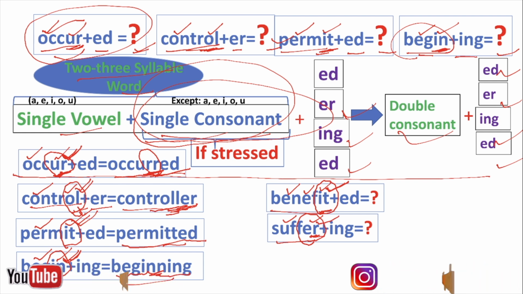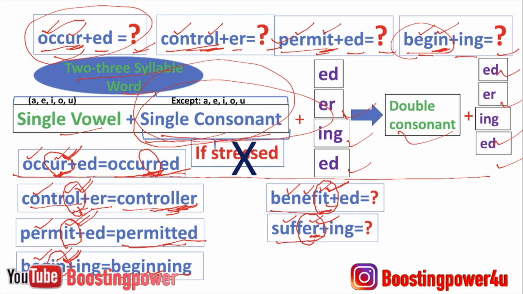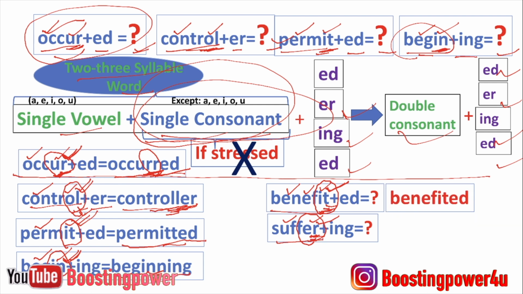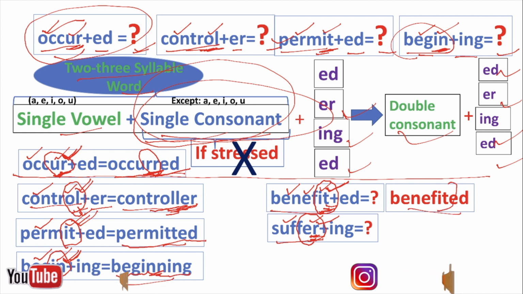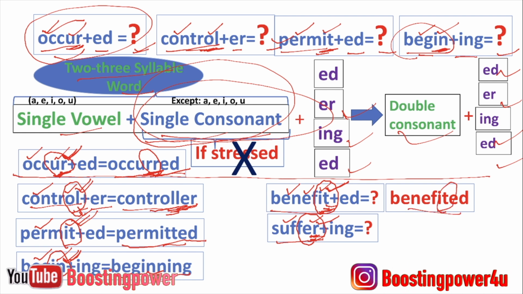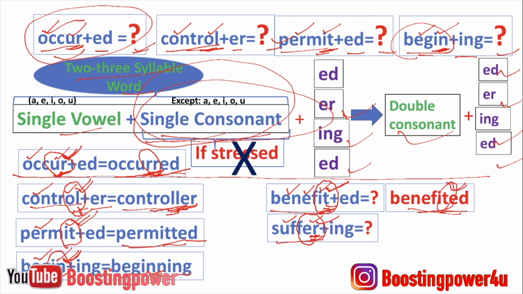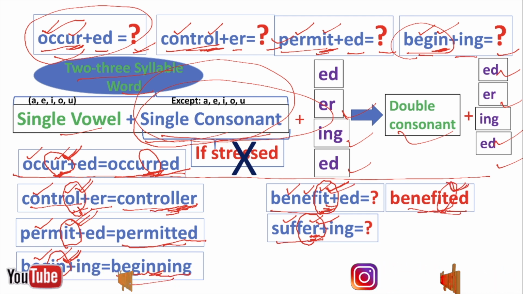So this rule is not applicable in these two words. The reason is because the last consonant is not stressed. This t is not stressed, r is not stressed. So what will be the new word for this? For benefit, it is benefited. The t is not doubled. The last consonant, t, is not doubled because here t is not stressed.